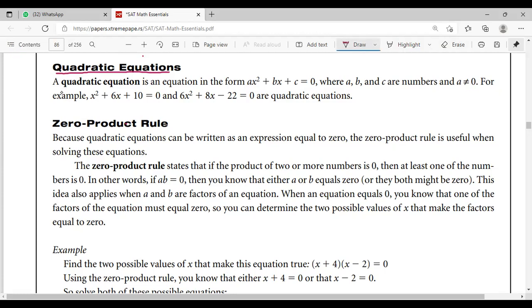Okay. Now we have two examples. This is a quadratic equation and this is another quadratic equation, right? So this is what we already know.